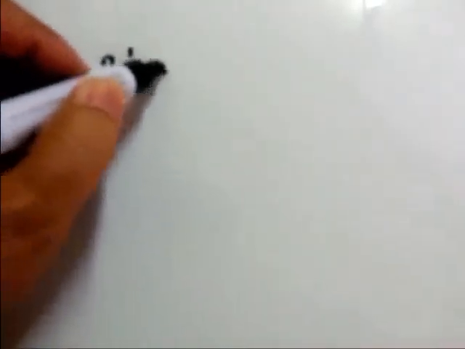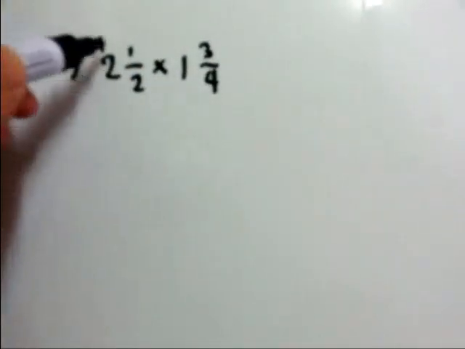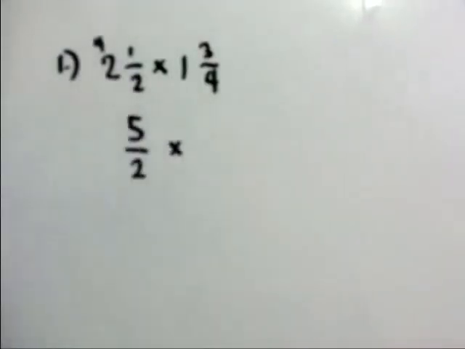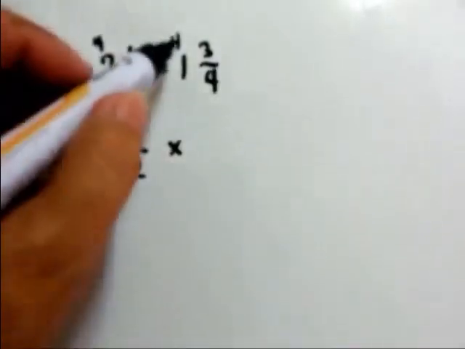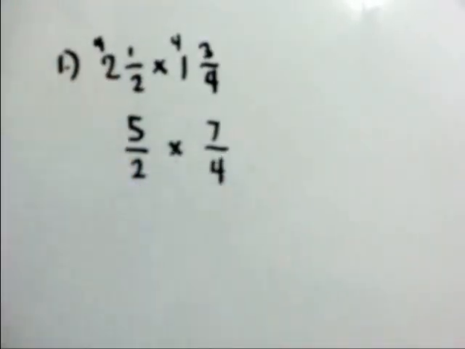2 and 1/2 times 1 and 3/4. We convert to improper fractions. 2 times 2 equals 4. 4 plus 1 equals 5. So we have 5 over 2. 4 times 1 equals 4. 4 plus 3 equals 7. So we have 7 over 4.